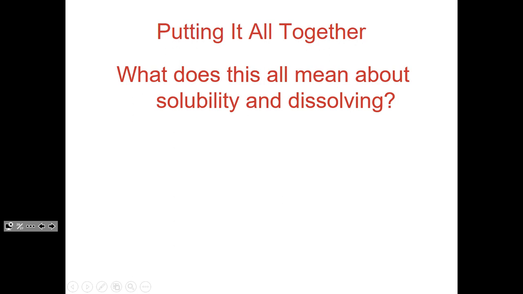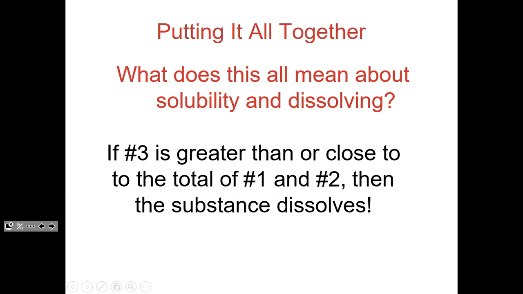So if we put it all together and look at what we've been talking about here, what does this really mean, these two things about solubility and dissolving? Well, if energy number 3 is greater than or close to energy 1 and 2 totaled, then the substance is going to spontaneously dissolve. It doesn't have to be more, like the exothermic situation. It just has to be close, because remember, we're increasing the amount of disorder, and that increase in entropy means we're lowering the overall potential energy of the system, and that can bridge the gap, and it can still dissolve.